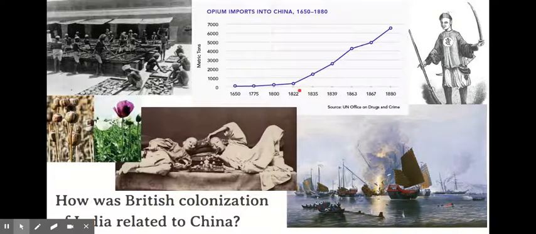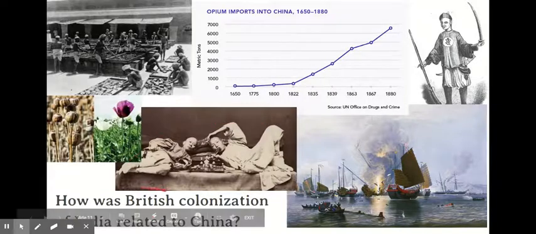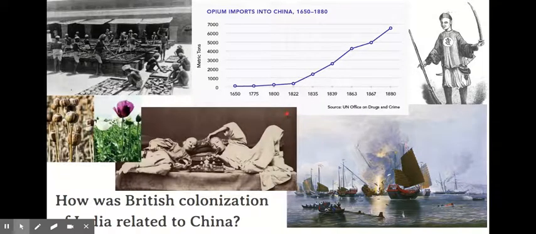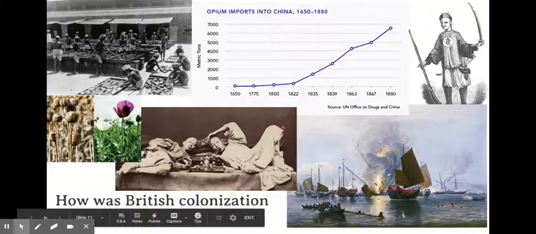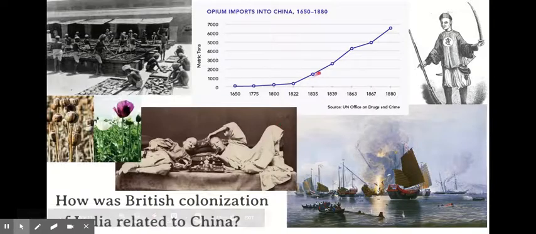It's an illegal drug. It makes you very lazy. And if you have any experience with people who are addicted to heroin, it can destroy their life and their ability to function. And so opium addiction increased in China. Opium imports increased in metric tons over the years. And so by the time we get to the 19th century, the Chinese government declares war on Britain to try to force them to stop selling opium in their country.